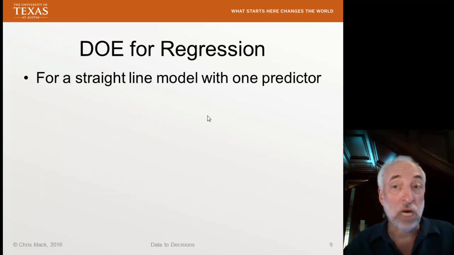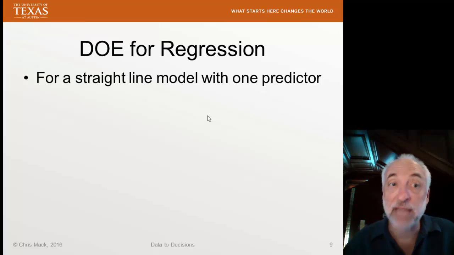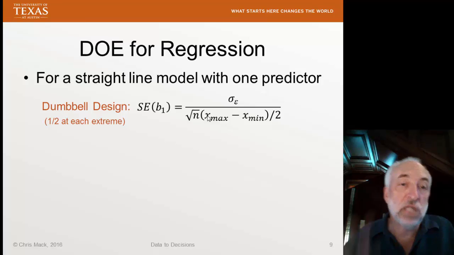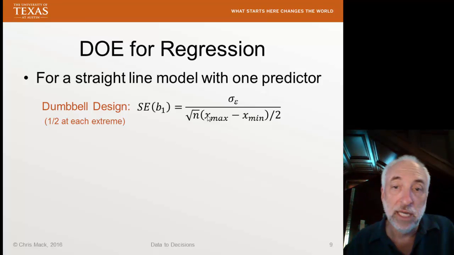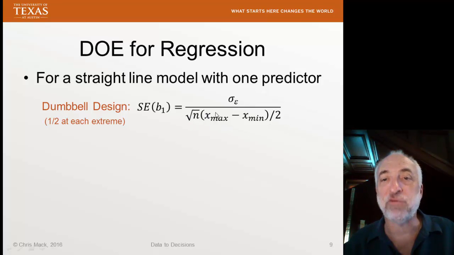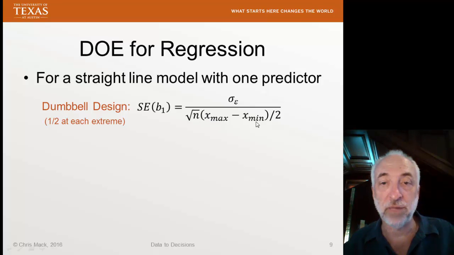So for the case of a straight line model with one predictor, I can, in fact, derive analytical expressions for the standard error as a function of the experimental design. So for example, for the dumbbell design, the standard error of the slope, where I put half of the data at one extreme and the other half of the data at the other extreme, is going to be the standard error of the residuals divided by the square root of the number of data points and divided by half range. X max minus X min is the range of the predictor variable divided by 2.